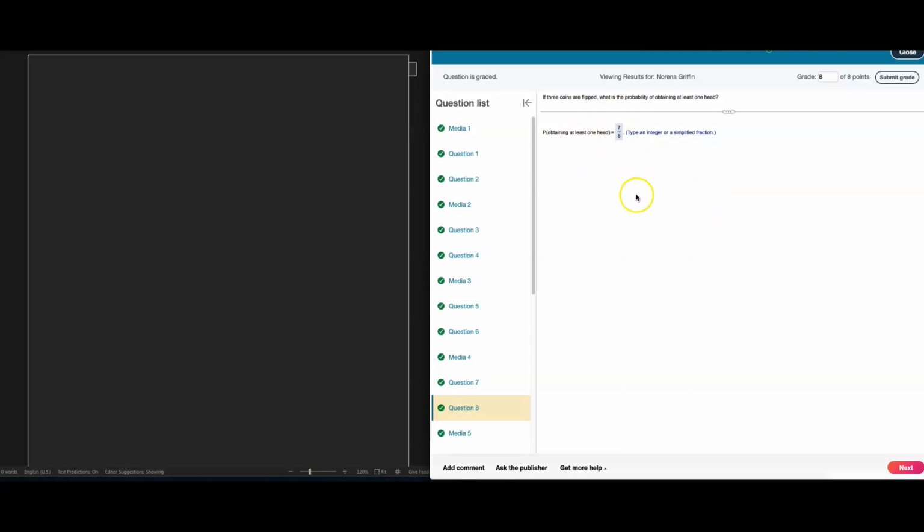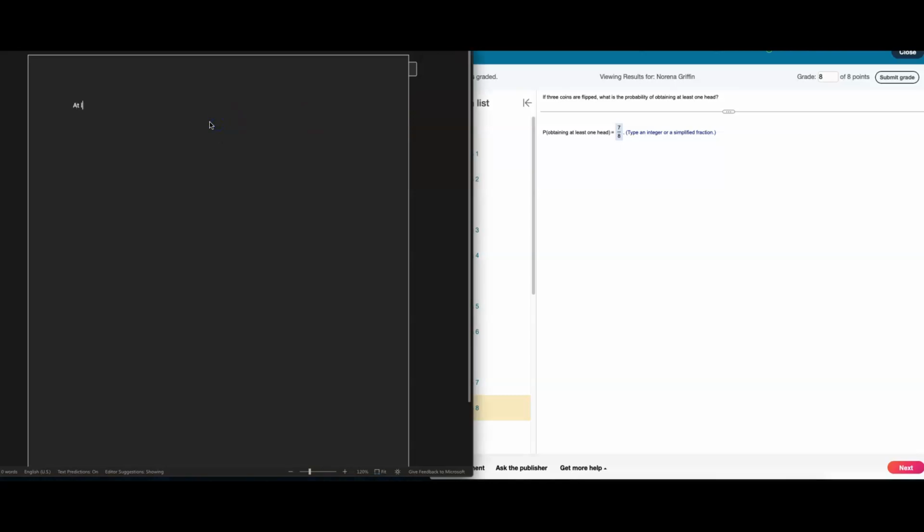Okay, and so for this one, it's going to be kind of similar. It says, if 3 coins are flipped, what is the probability of obtaining at least one head? So at least one head means you've got one head or more.